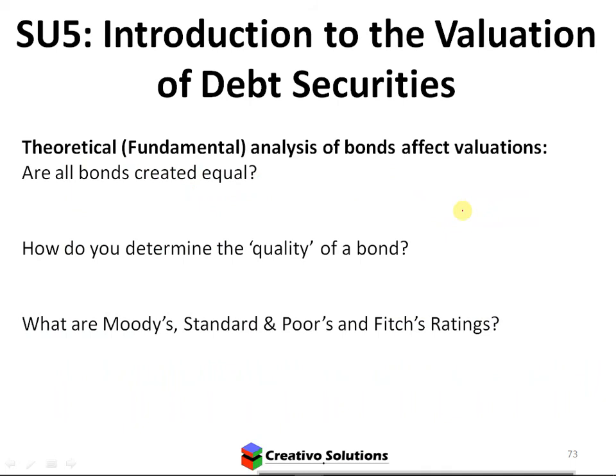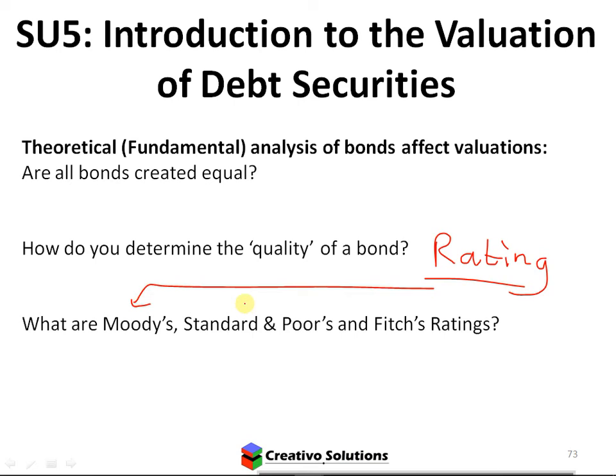Are all bonds created equal? No. How do you determine the quality of a bond? You'd look at its rating. Let's write that down: rating. And where does the rating come from? Moody's, Standard & Poor's, and Fitch. They're rating agencies. These guys are looking at debt in different countries and debts for different companies. They're determining what credit rating you have on that particular asset.